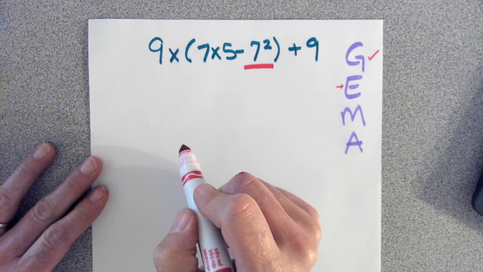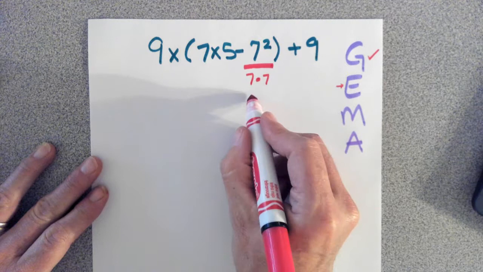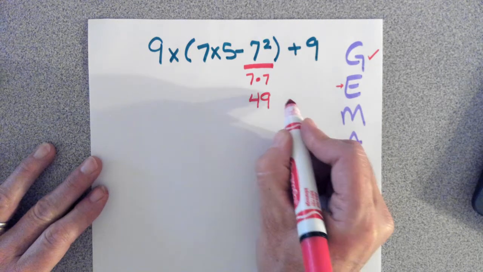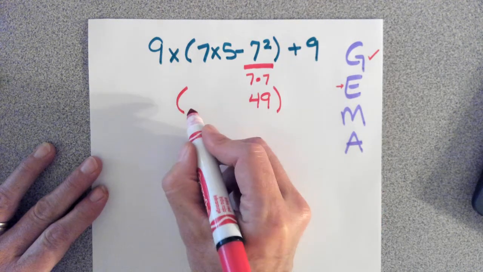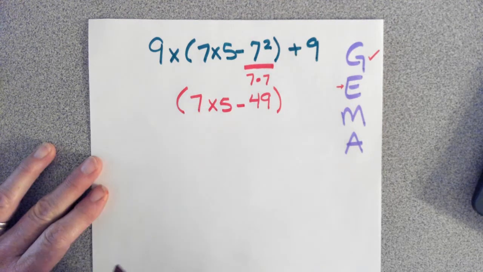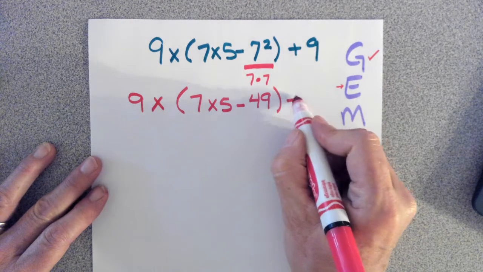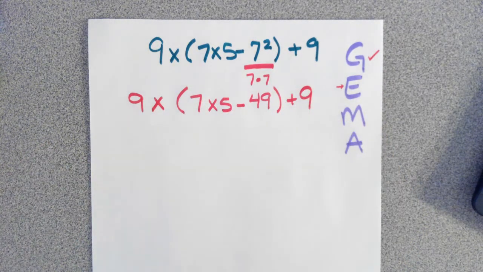7 to the power of 2 means 7 times 7. 7 times 7 is 49. So in the parentheses, we now have 7 times 5 minus 49. We also still have the 9 times in the front and the plus 9 in the back.